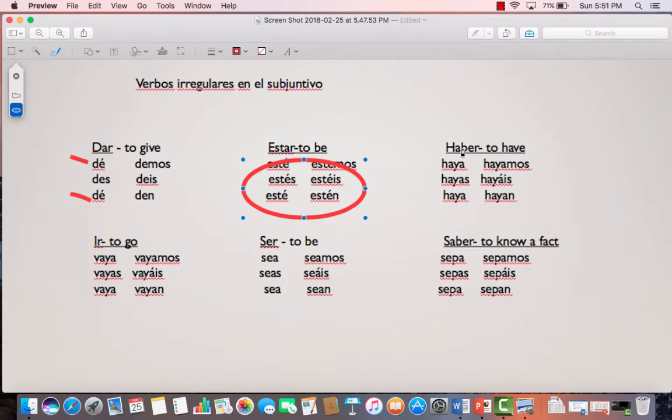And of course, haber has a Y, same as ir, the Y appears. Ser becomes sea, seas, sea, seamos, seáis, and sean. And saber has the SEP stem right here. Sepa, sepas, sepa, sepamos, sepáis, and sepan.